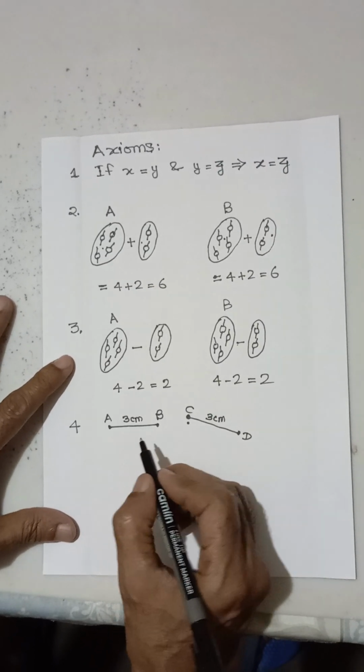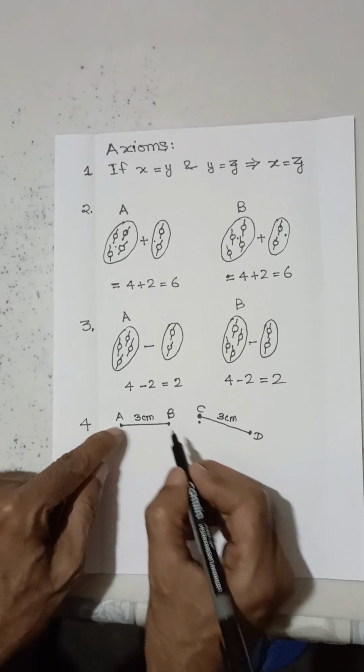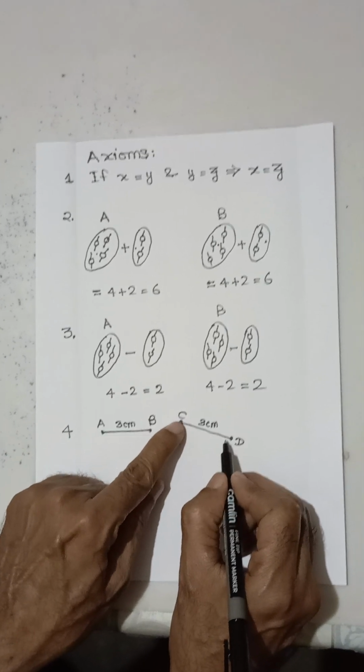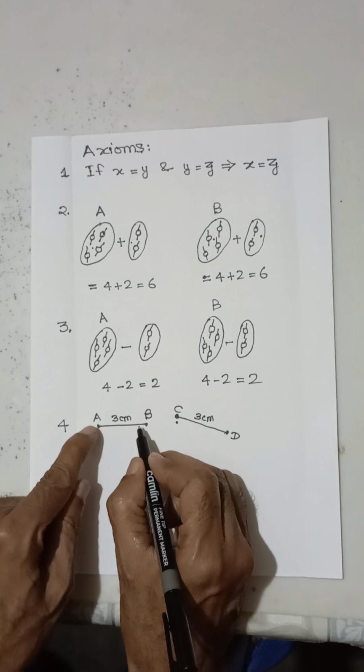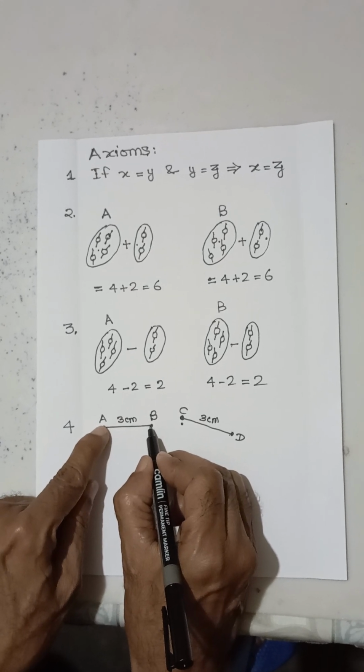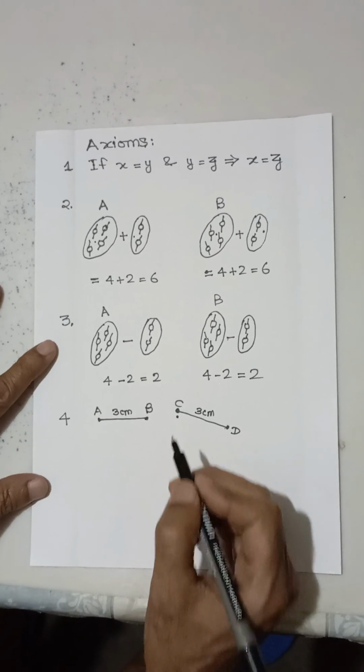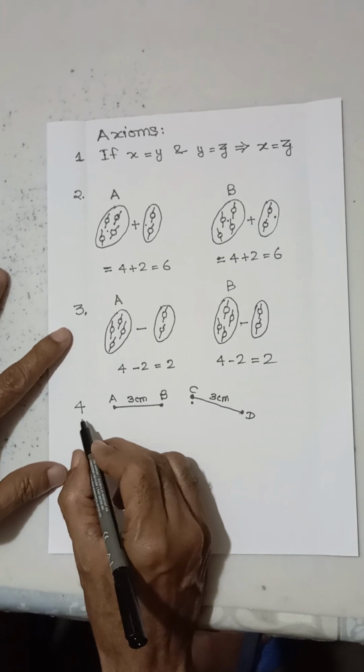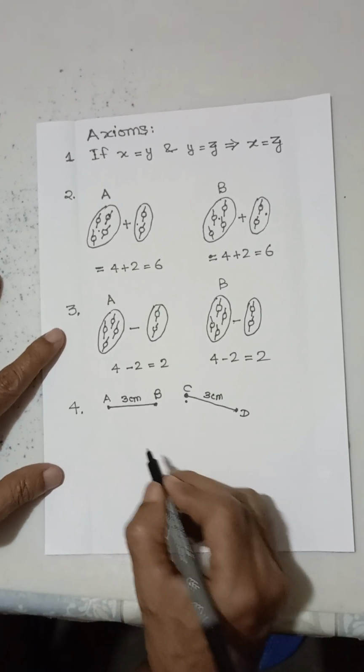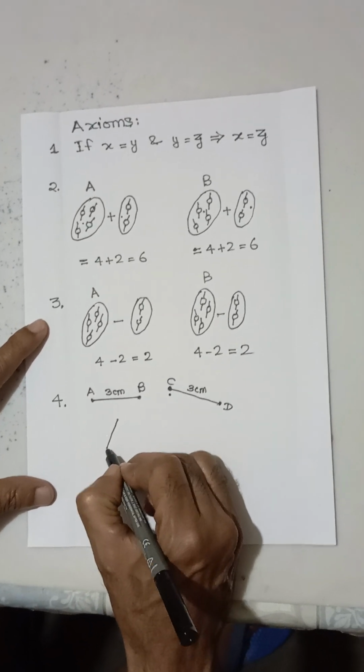So 3 centimeter of line, here also 3 centimeter of line. We put this line exactly on this line, so both will be the same. This is the fourth example.